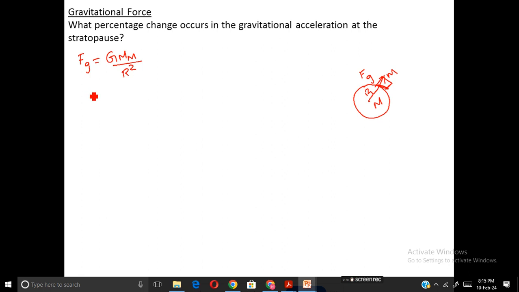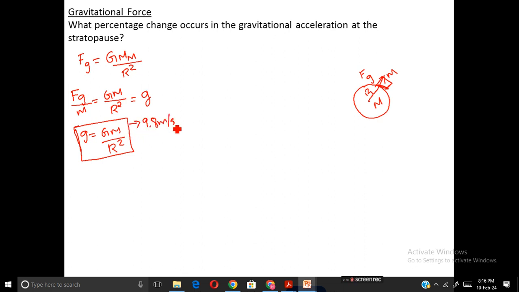As I said, in most cases we consider per unit mass, right? So Fg per unit mass becomes G M by r square, which is the acceleration due to gravity. Force by mass is acceleration. g is equal to G M by r square. This is the acceleration due to gravity. We are all familiar with this, and the value is 9.8 meter per second square. This is what happens if the object is on the surface.